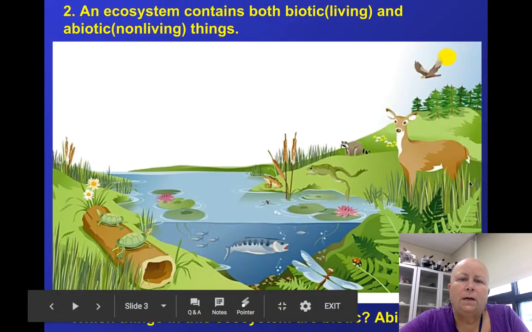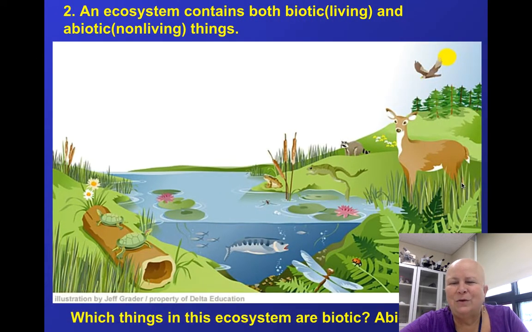Okay, so when we say living and non-living things, those are really elementary kind of terms. So we're going to start using the terms biotic and abiotic. So if you hear biotic, that means living thing. If you hear abiotic, it's non-living. So in this particular ecosystem, can we identify the biotic and the abiotic things here on the picture?